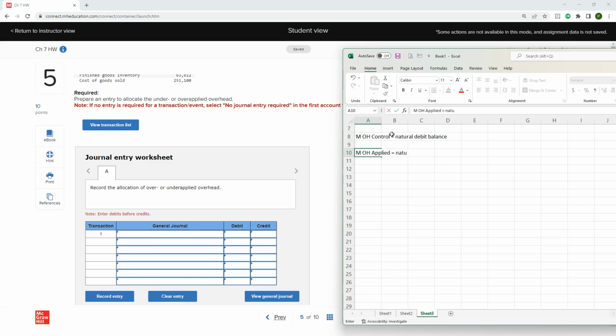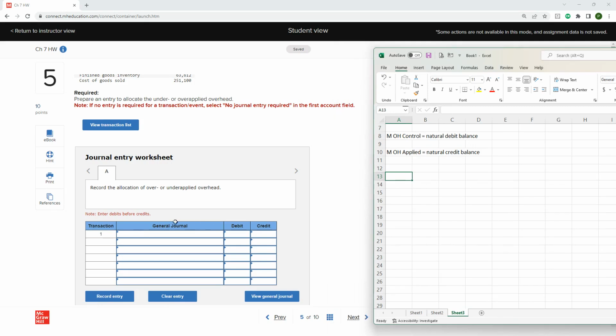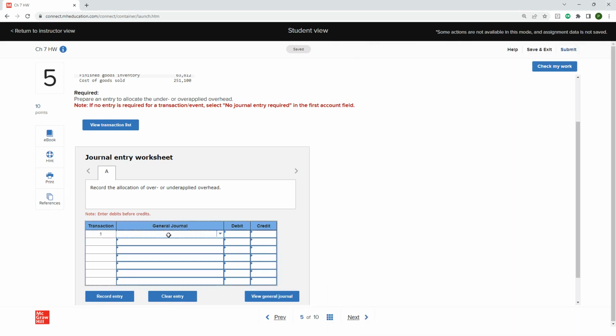So we can start with that. We'll debit the manufacturing overhead applied account by the 334,800 that we applied, and we'll credit the manufacturing overhead control account by the actual manufacturing overhead amount given to us in the fact pattern.